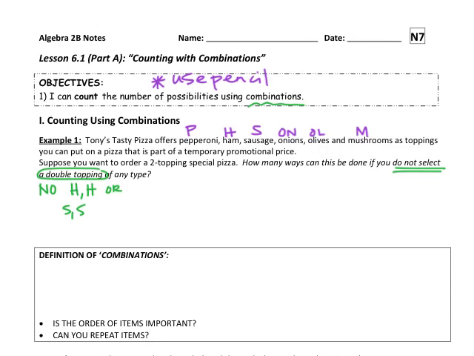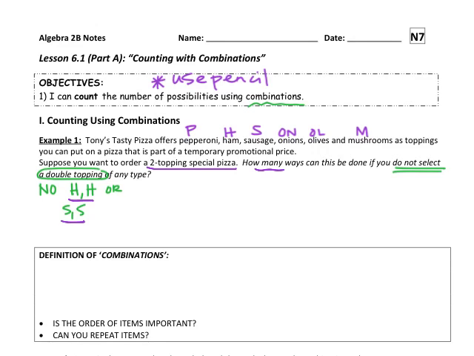Tony's Tasty Pizza offers pepperoni, ham, sausage, onions, olives, and mushrooms as toppings that you can put on a pizza that is part of a temporary promotional price. Suppose that you want to order a 2-topping special pizza. How many ways can this be done if you do not select a double topping of any type? So in other words, you can't choose double ham or double sausage or double of any of these items.